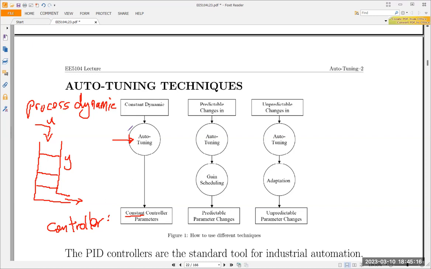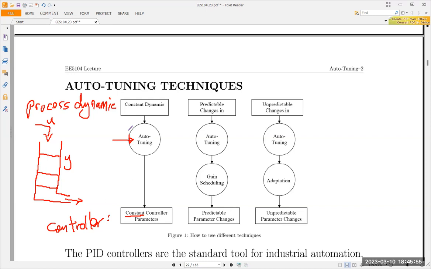If one day you are not happy for whatever reason, maybe you changed chemical or you find that something is not quite right, you can go and press the button again. When you press the button again, the whole identification process takes place again. They will identify the plant again, design the controller again, and ask you whether you want this new one or not. Let's say right now, instead of 1, 2, 3, they say 1.5, 2.5, 3.5. You agree, then done.